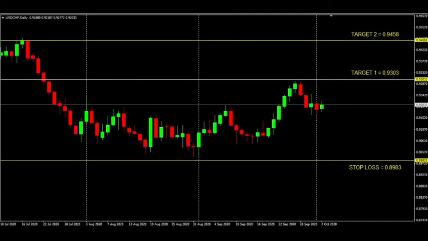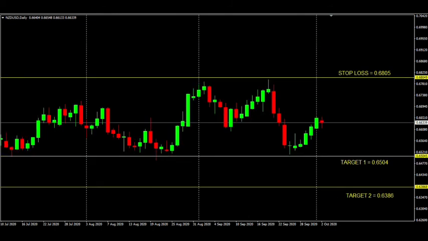Then we're going to go long on the USD Swiss franc with the first target at 0.9303 and the second target at 0.9458 with the stop loss at 0.8983.